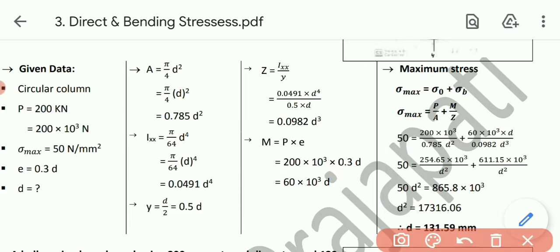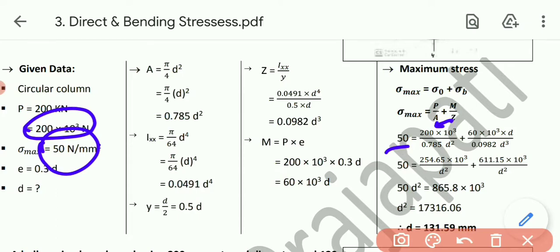So I got all these unknowns in terms of d. So now I will go for the final formula, sigma maximum. Formula stands for sigma 0 plus sigma b. Sigma 0 that is P by A, and sigma b that is M by Z. Now let's put down the values. See, sigma maximum that is given to us 50, so that's 50. P that is given to us 200 into 10 raised to 3, so 200 into 10 raised to 3.